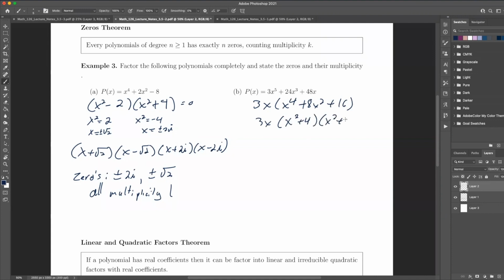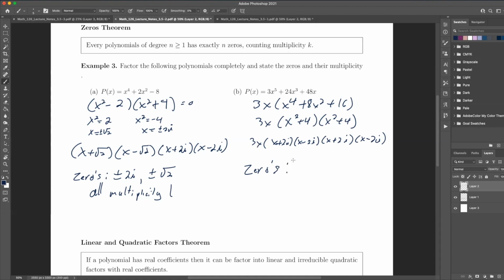This will be x squared plus 4. Do I know what this factors into? Yeah, it factors into plus or minus 2i. So this is 3x times x plus 2i, x minus 2i, x plus 2i, x minus 2i. So this turns into x plus 2i and x minus 2i, and this turns into x plus 2i, x minus 2i from here, right? We already did this. So what are my zeros? So my zeros here are, well, 3x, that's just my zeros, sorry.